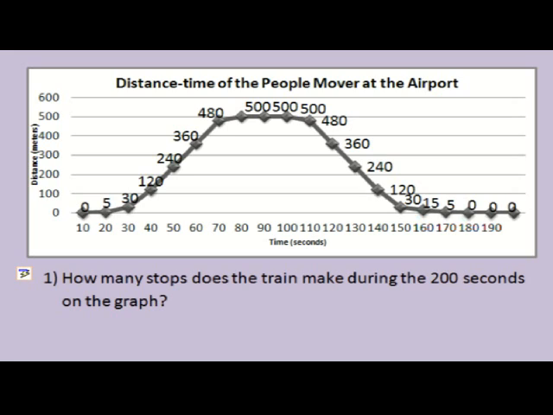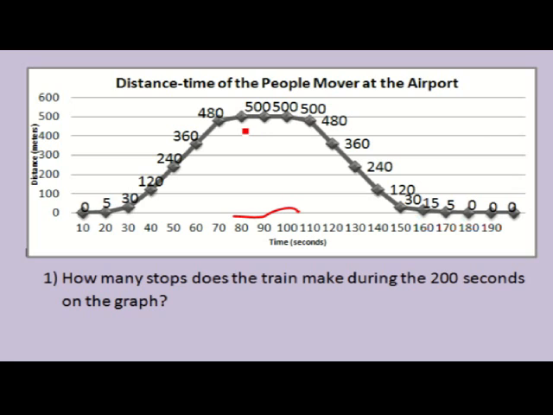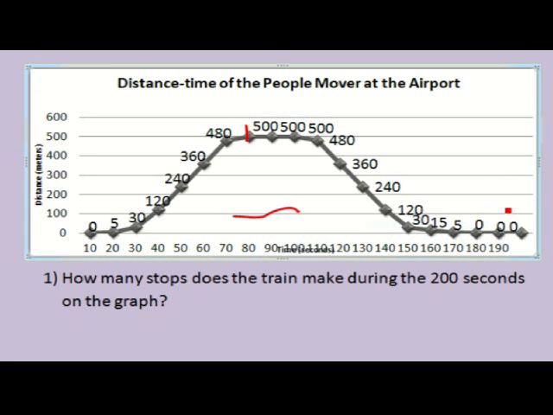The first question asks, how many stops does the train make during the 200 seconds on the graph? As we've seen with previous graphs, anytime an object is stopped is when it has no change in distance over time. So here, between times 80 to about 110 or so, is where we would see the train stopped. That's the first stop. We also see a second time, between 180 and 190 seconds, where the train is also stopped. That's the second one. So the total number of stops the train makes is 2.